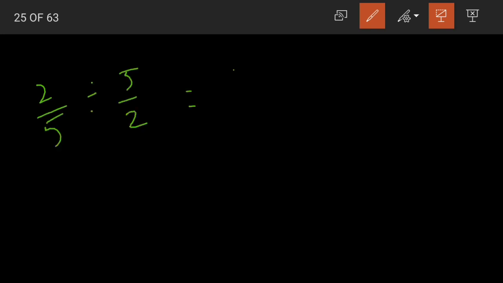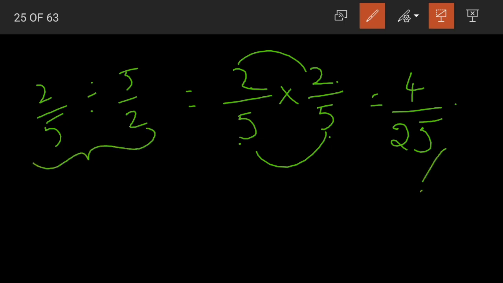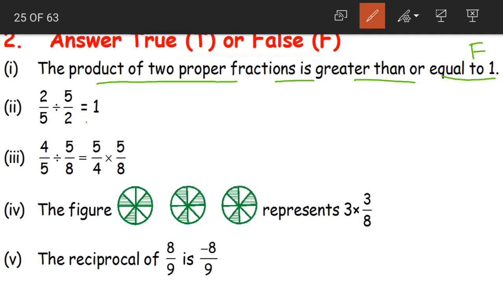Now how to divide? The first fraction will be written as it is, division is replaced with the multiplication symbol, and for 5 by 2 we take the reciprocal. Yes, so 2 2s become 4 and 5 5s become 25. 2 2s are 4 divided by 5 5s are 25. What is the division of 2 by 5 and 5 by 2? The answer is 4 by 25. But what is given here? We are given 1. So what does it become? It also becomes a false statement.